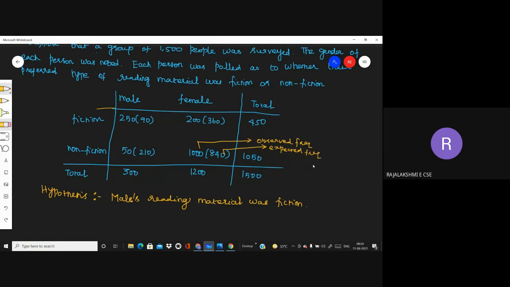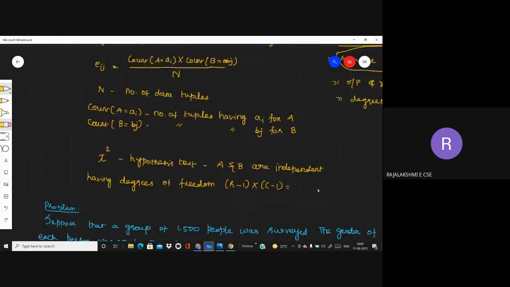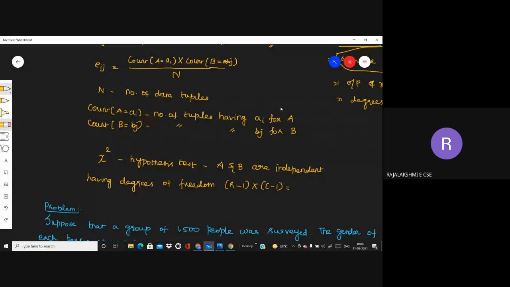Now I'm taking the hypothesis that male's reading material was fiction அப்படின்னு நான் எடுக்கிறேன். இப்போ இந்த hypothesis true-ஆ இல்லையா அப்படின்றது தான் நான் பார்க்க போறேன். So how will I be doing it? My expected frequency, what is the formula? E-ஓட formula என்ன? Eij is equal to count of A equal to Ai into count of B equal to Bj, divided by N. N is the total number of tuples.